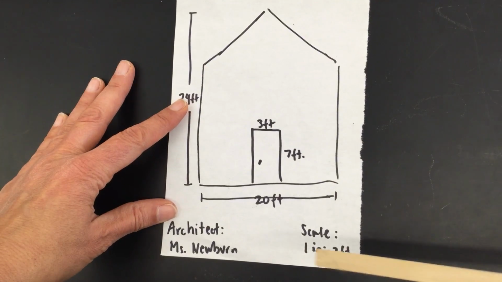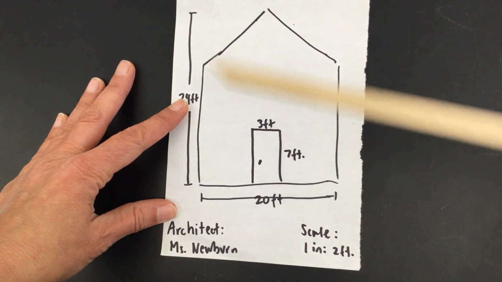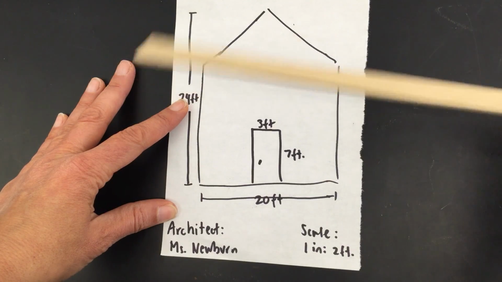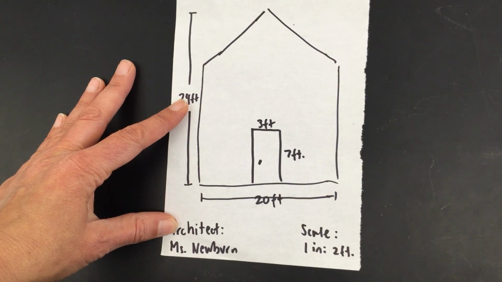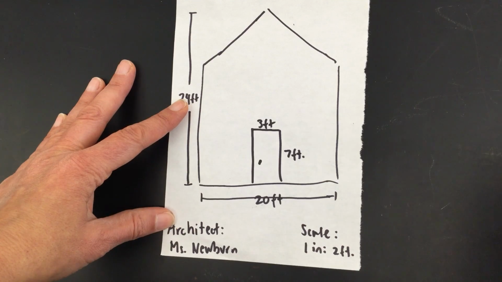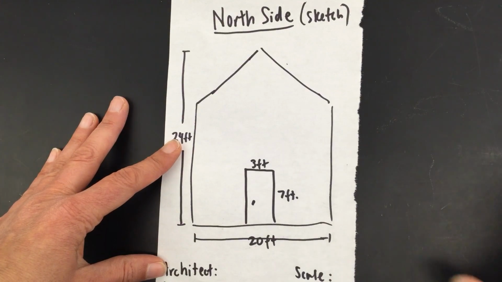And we're going to have a scale of 1 inch equals 2 feet. So this is going to represent 24 feet. So the maximum size of any dimension can be 24 feet on your house. So you're going to first decide on who's going to do which side.